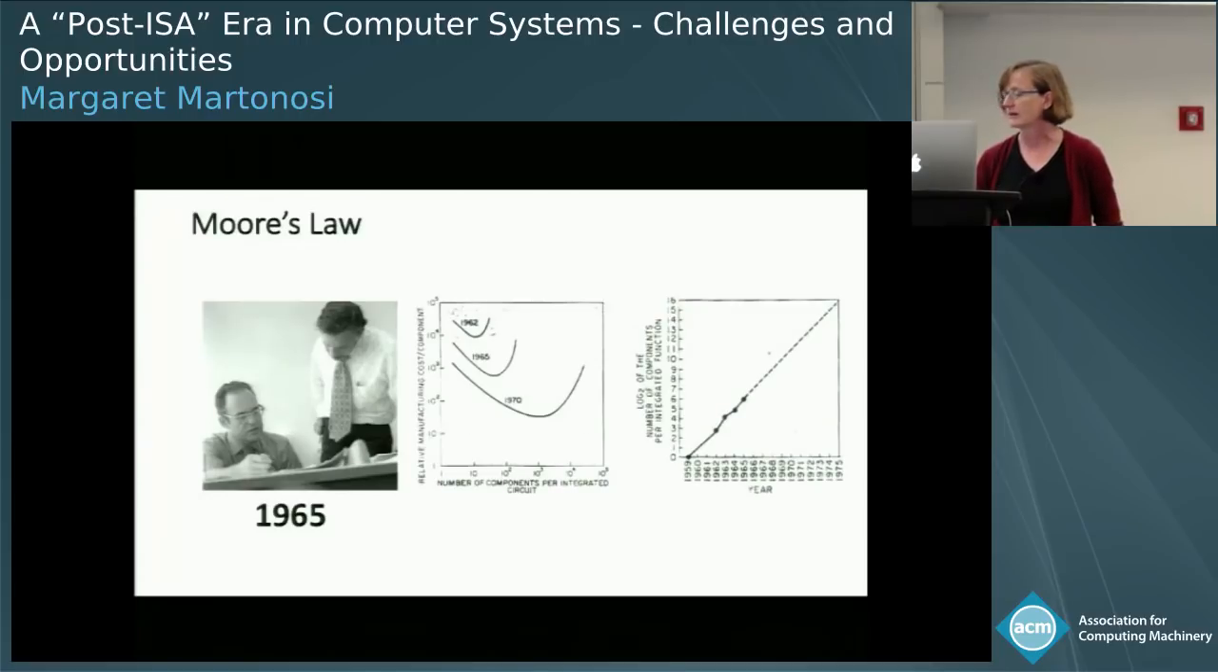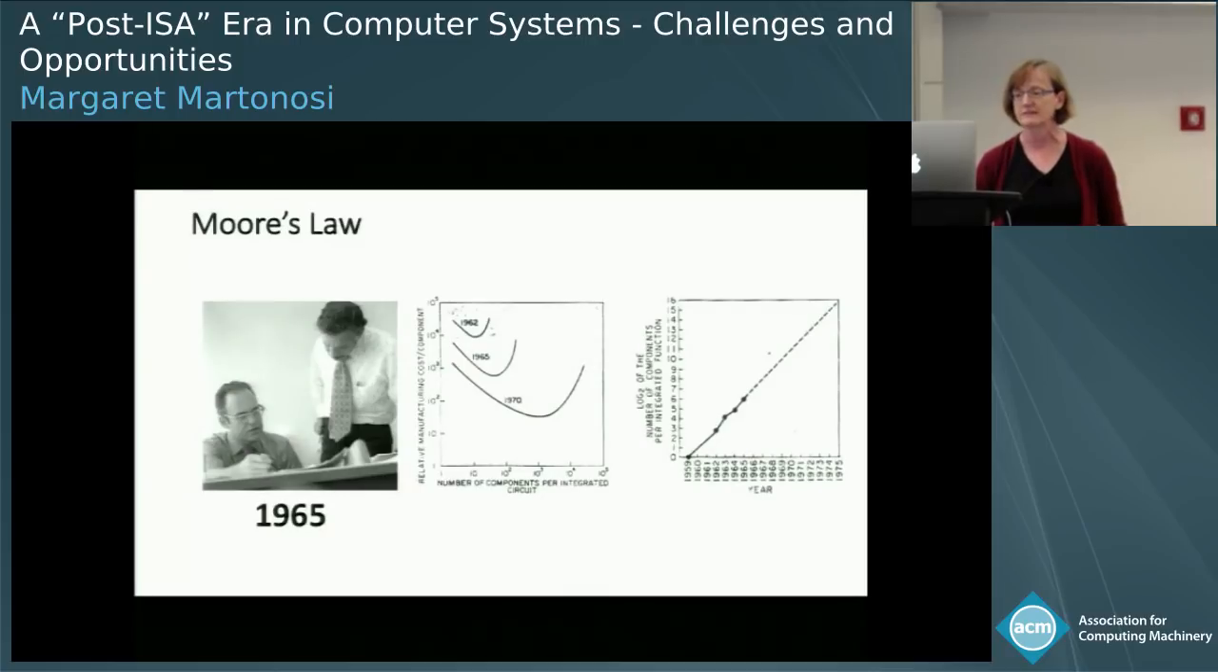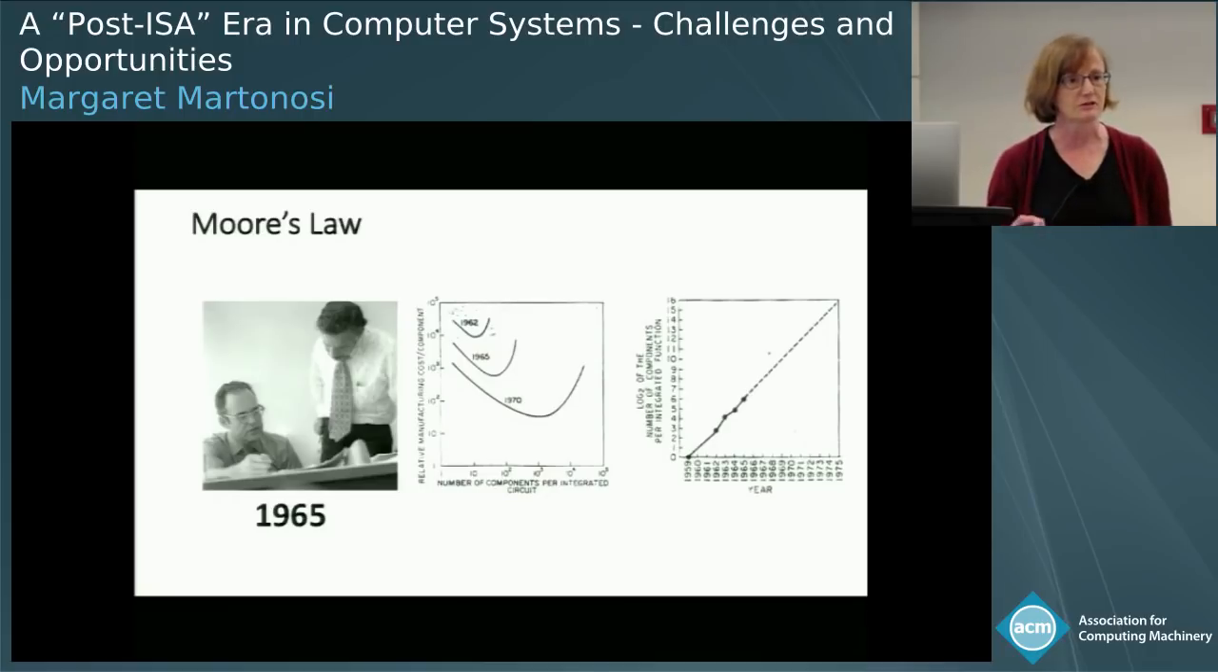And for those of you who are experimentalists in the audience, check this out. He had basically two graphs in the paper. The one on the left has an x-axis that is the number of components, that is transistors per integrated circuit, and a y-axis that's the log scale of the relative cost. And those different U-shaped curves are different years that he was projecting the cost for.